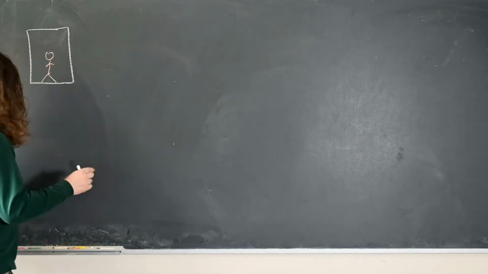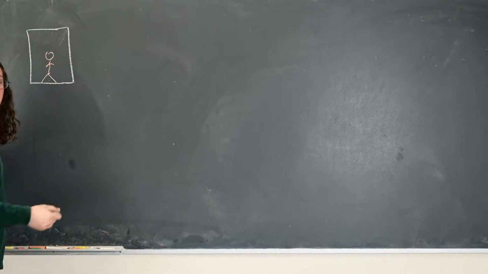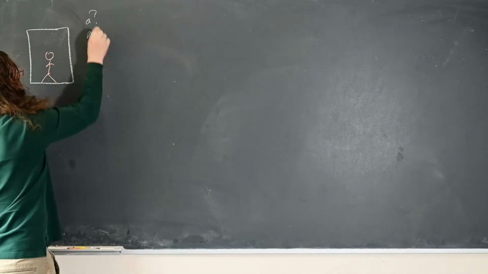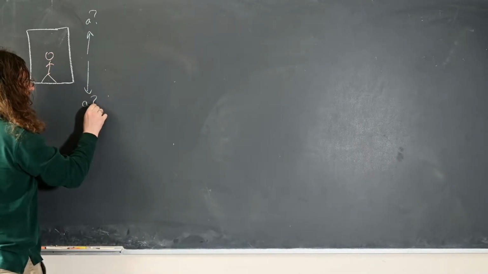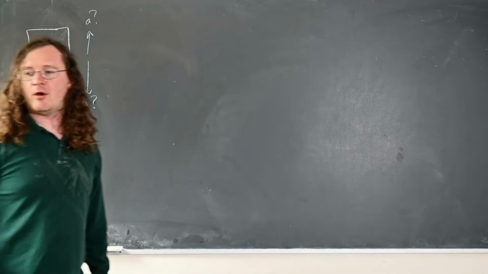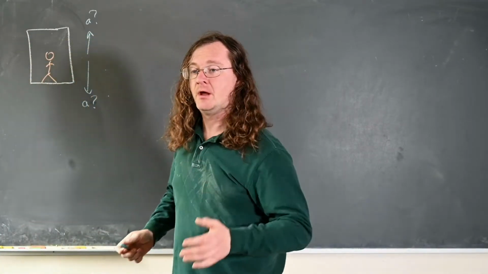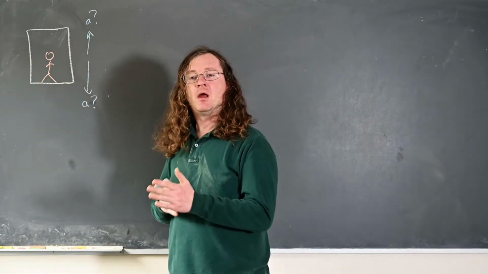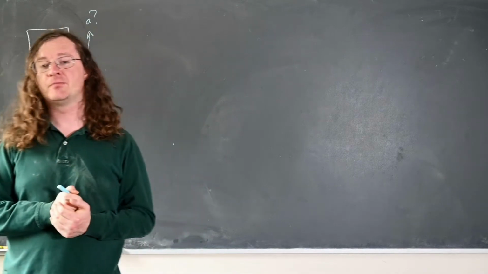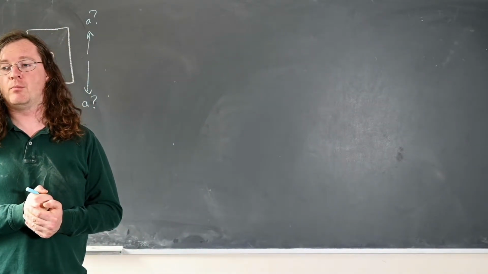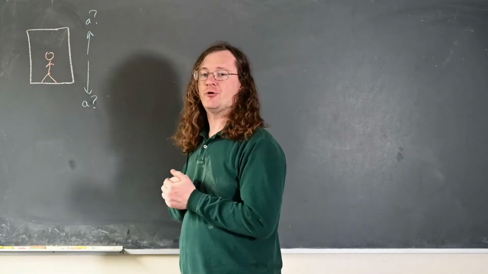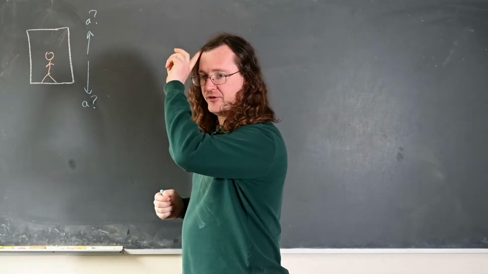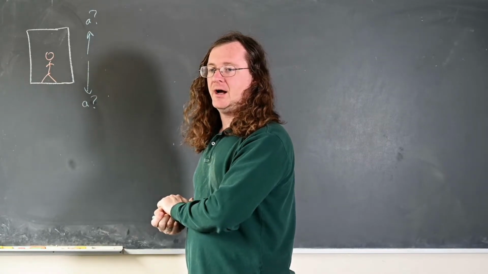And that elevator, being an elevator, could be accelerating upward. It could be accelerating downward. And the question asks you to envision what forces act on this person, in particular what the normal force on them would be. So it asks you to draw force diagrams for all of these situations.